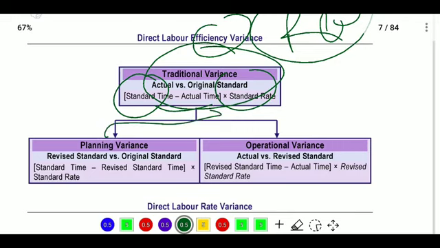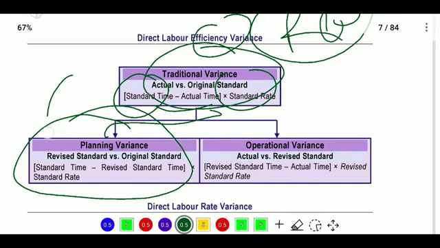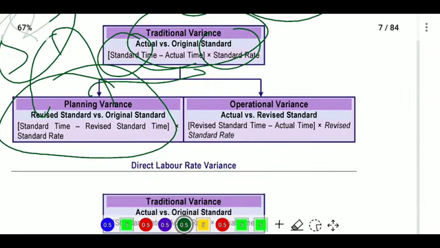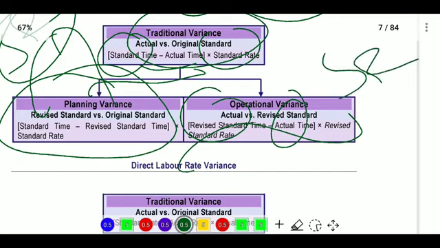Next we will see planning variance. Planning variance means both standards, both budgets, so standard time minus revised time, into the rate. Rate means always standard rate we will take. Next operational variance. Operational variance means actual versus revised, which arises during the operation. We will start the operations, revise the standards, so revised standard time minus actual time, into standard rate. Price means always standard we will take. Quantity means always actual we will take.